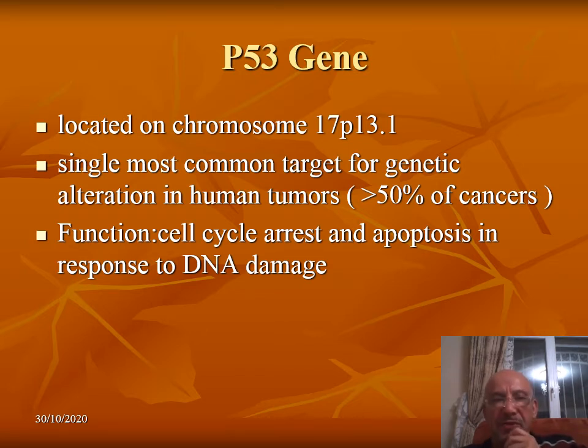One of the important genes is the p53 gene, and this gene is a protective gene. This gene is normally responsible for cell cycle arrest and apoptosis in response to DNA damage. Usually, this gene is implicated, or has a role, in the formation of cancer in more than 50% of the different types of cancer, and it is located on chromosome 17.